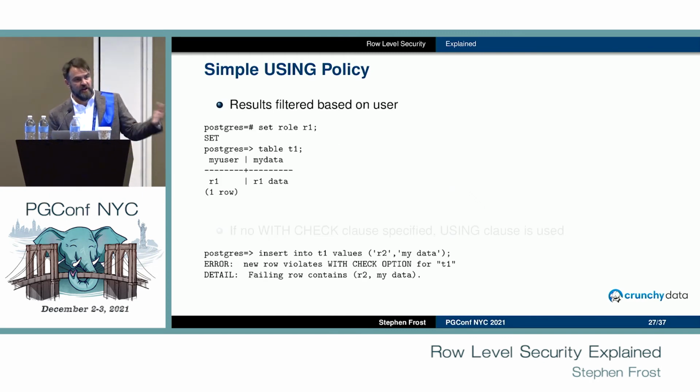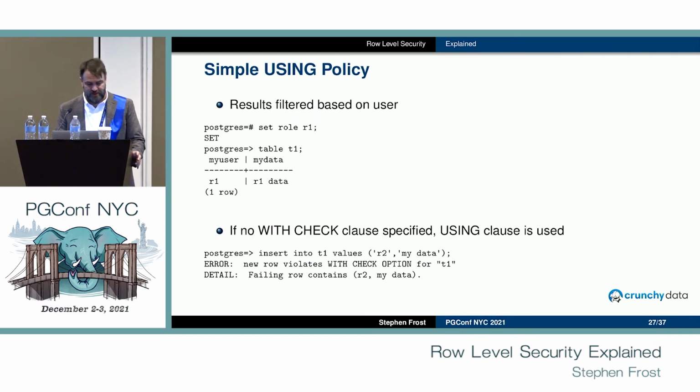However, if I change my role to be R1 and then I query the same table, I'm only going to be able to see that R1 row, right? That's the only data I'm allowed to see. Since I didn't specify any with check clause, the using clause is used.